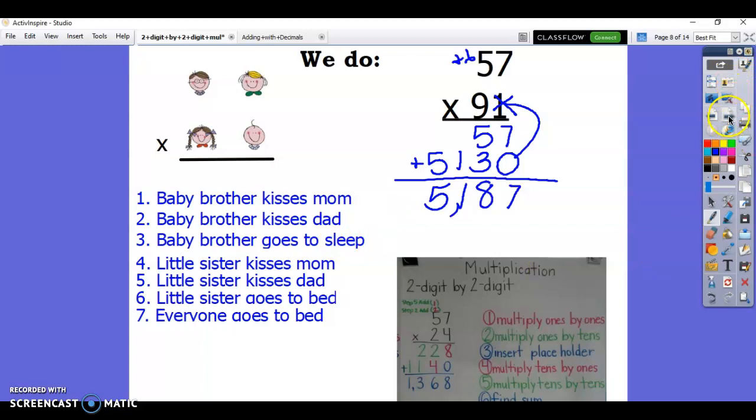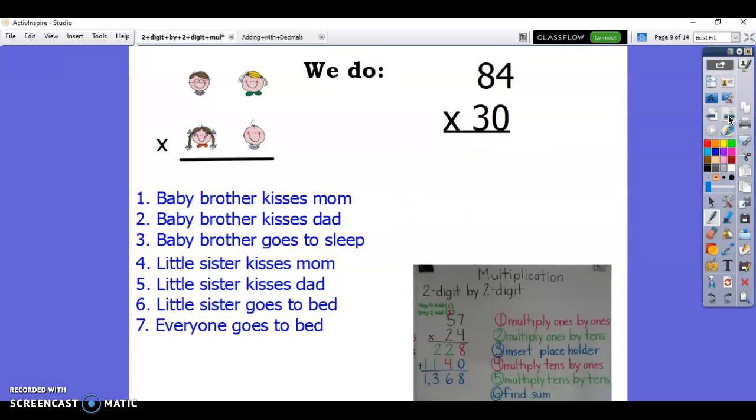I want you to practice this one. Use the same acronym, or you can use the step-by-steps that we did yesterday for 84 times 30. Remember, baby kisses mom, baby kisses dad, baby is so sleepy, rests its head, goodnight, adds your 0 down, then sister kisses mom, then sister kisses dad. She goes to bed, and everyone is finished for your final product.